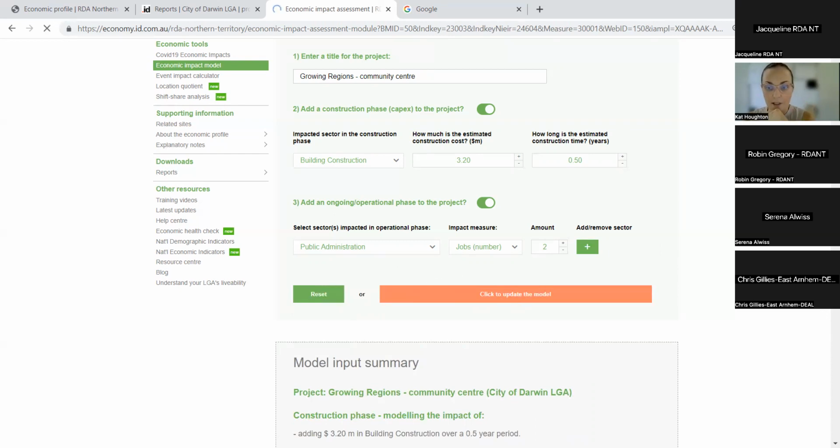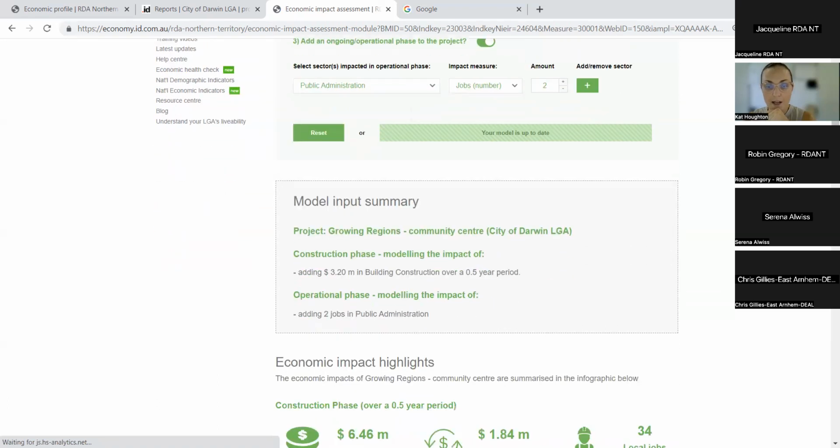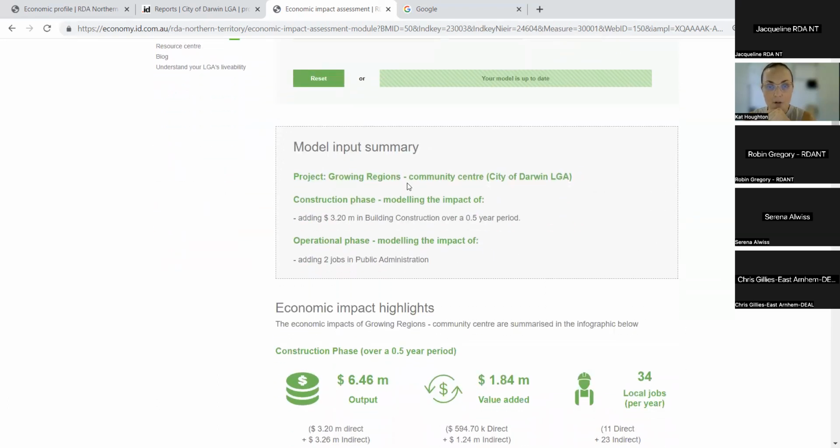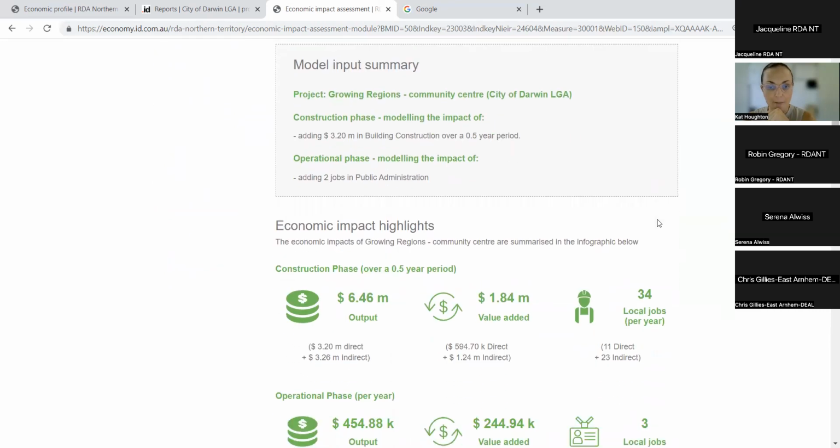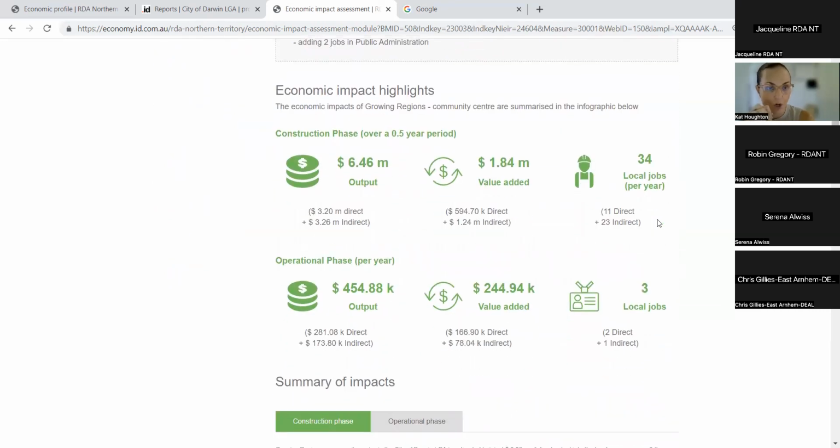Okay, so here I've got click to update the model. All right, and then when I come down here, I can see Project Growing Regions Community Centre for City of Darwin, construction phase, adding 3.2 million in building construction over 6 months, and operational phase, adding 2 jobs in public administration. And here's my economic impact highlights. We've got our $3.2 million direct economic impact, which is what the project costs, and then $3.26 million worth of indirect. So my output is 6.46 million. Then I've got my value add and my local jobs per year as well.